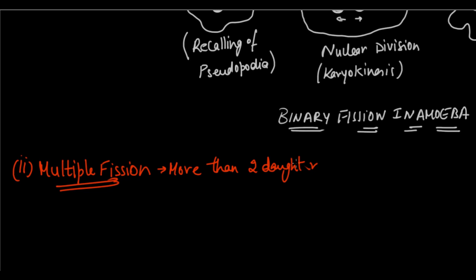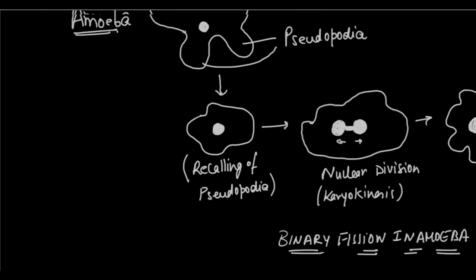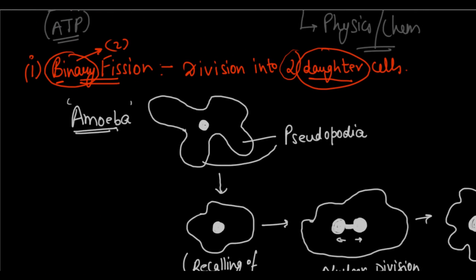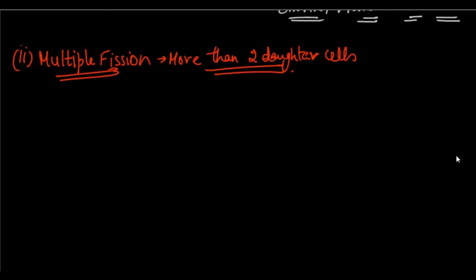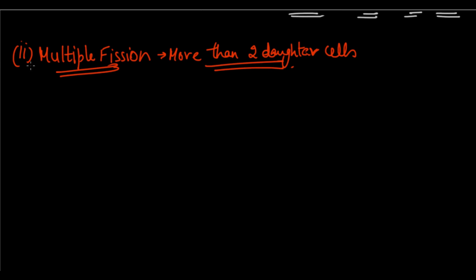Yep. Now, more than two daughter cells. So there are more than two daughter cells which are produced. That's the only difference. It's the same thing. They're dividing into daughter cells, but here you have more than two daughter cells. Let's take an example. We know that there is a particular kind of protozoan which is called Plasmodium.